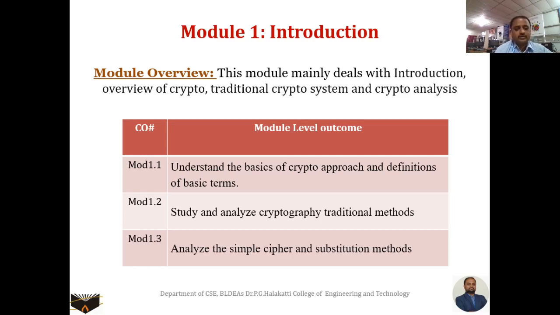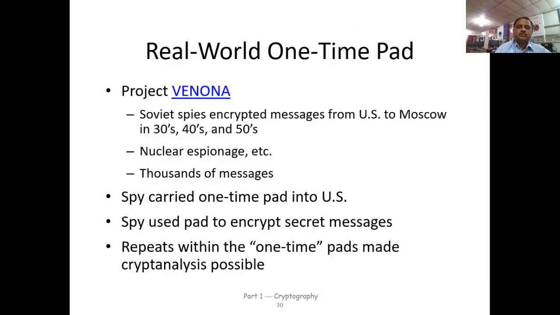Now, still we are in module level outcome two, that is, study and analyze cryptography additional traditional methods. Here, in the last class we discussed the one-time pad, how exactly it works with some examples. Now, in the real world, how is the one-time pad used? There is a project called Venona, which was executed in the US.